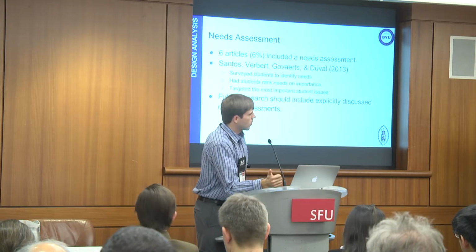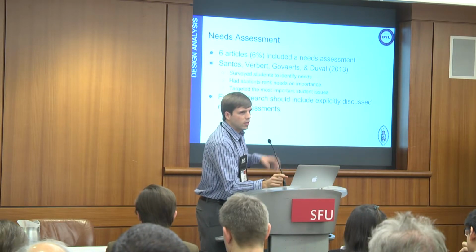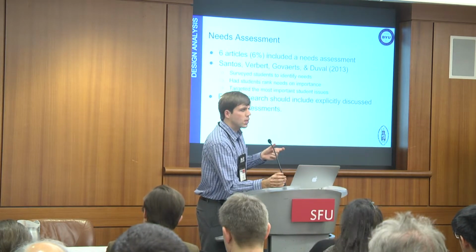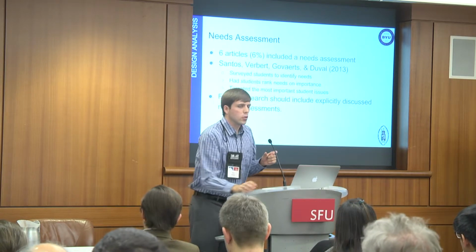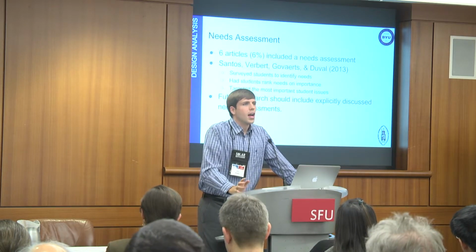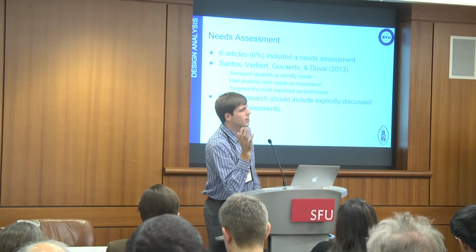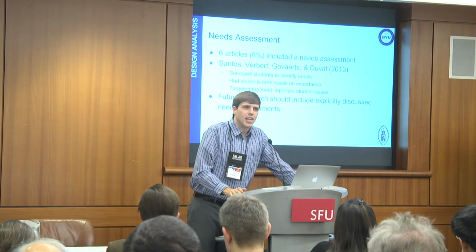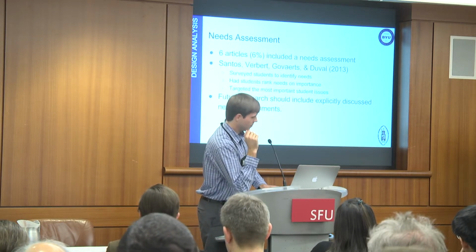They surveyed students to identify needs. They then had students rate the needs based on the most prevalent responses. And then they targeted the most important, feasible student responses with their system. And so future research should take an approach similar to this one in specifically addressing student needs. I know that students don't all the time say what they actually want. They say what they think they want, which may or may not be what they really need. So take these results however you want.